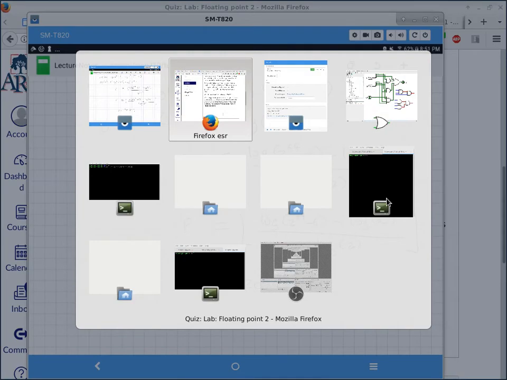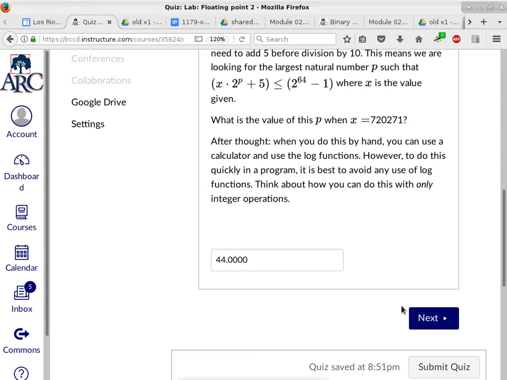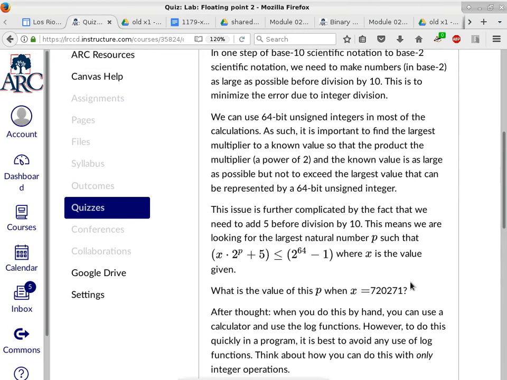Are you guys getting 44? For this one, I'm not too worried. It should be 44.5 something, but when you take the floor of that, it becomes just 44. All right, so are we okay with the math? Are we okay with how this connects to floating point representation? Are there any issues or questions about this?